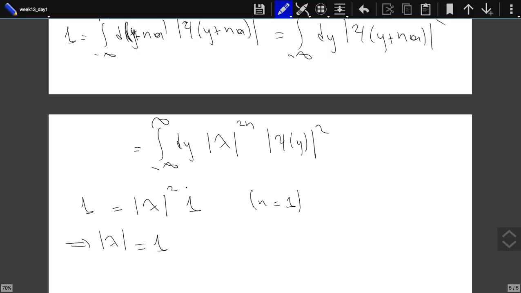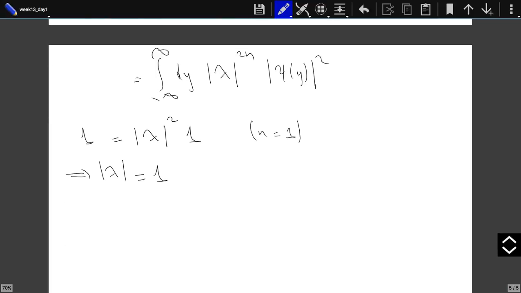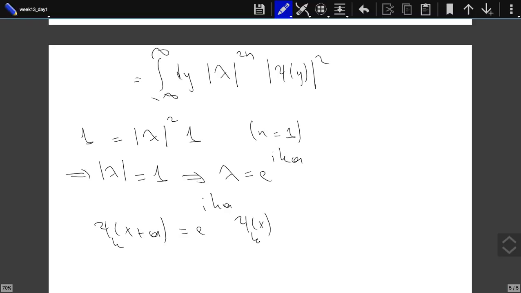So the magnitude of lambda should be 1. Basically it tells me that it should be a complex phase. Let's just call it k times a. So psi of x plus a should be equal to e to the power i k a times psi of x for some k. And we don't know what the possible values of k are, but it's just a phase.